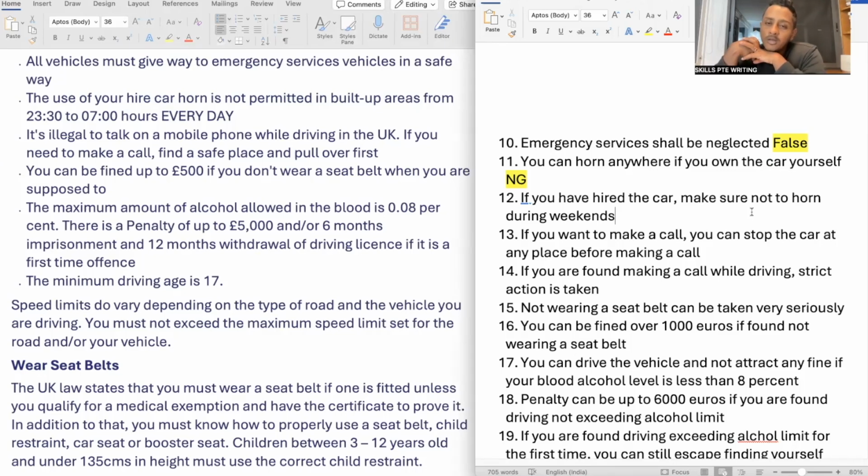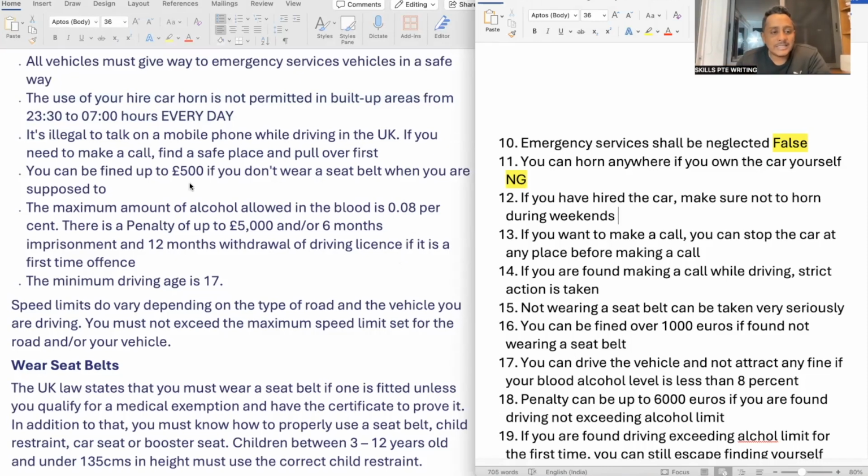Yes, you should not horn during the weekends. Definitely yes. But what about weekdays? See, if you say true, it means make sure you don't horn during weekends. Weekends you can do, weekdays you can do whatever you want. That's what it means. So true is wrong.